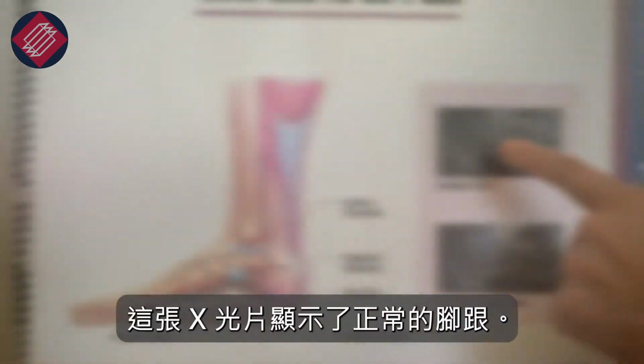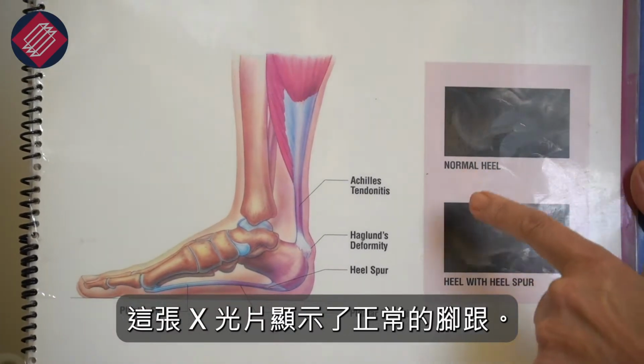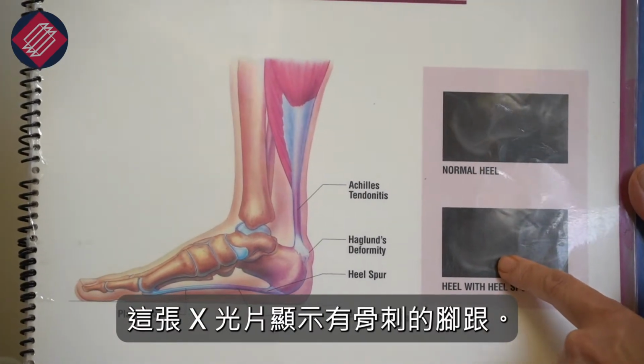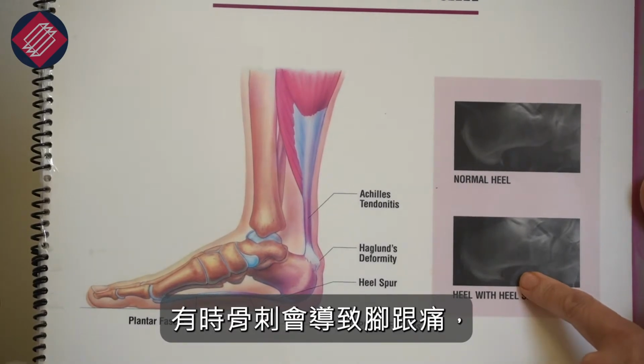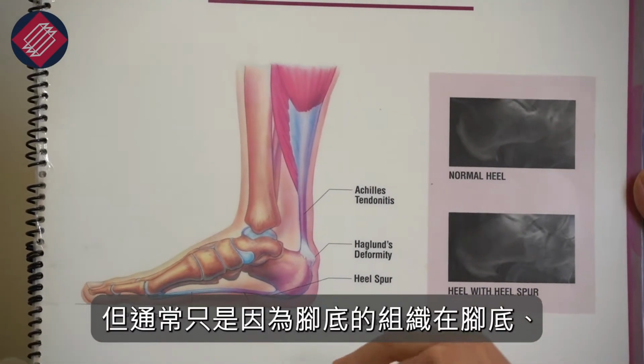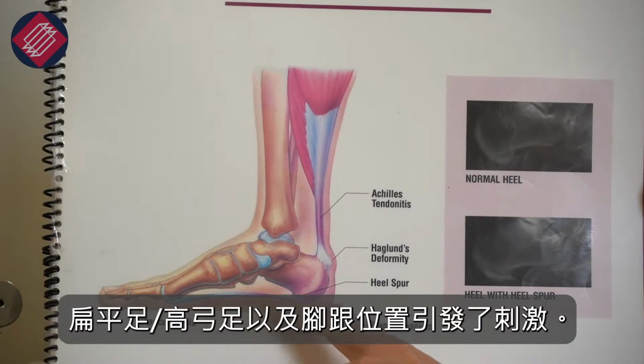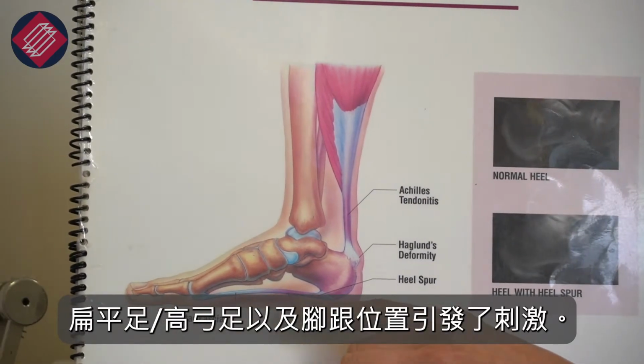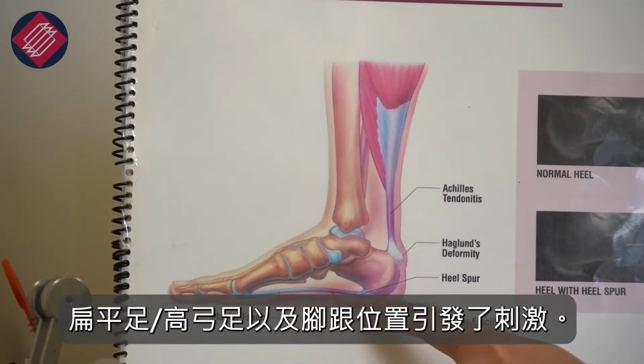arches as well. This is showing an x-ray of a normal heel. This is showing an x-ray with a bone spur. Sometimes a bone spur can cause heel pain, but it's usually just the tissue underneath the foot that's causing the irritation on the bottom of the feet, the flat feet, or the high arch feet, and also at the heel.